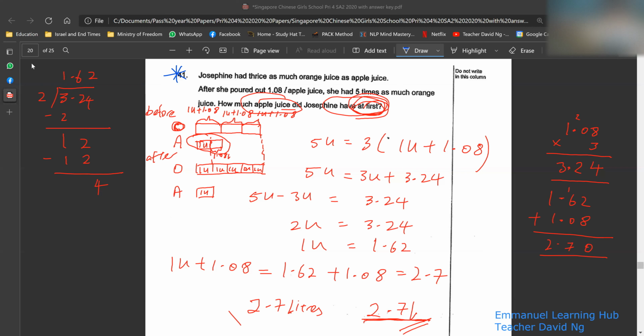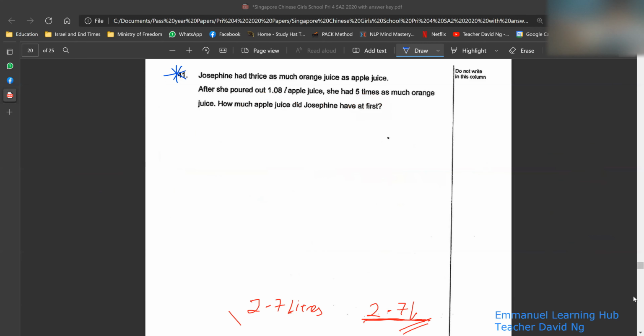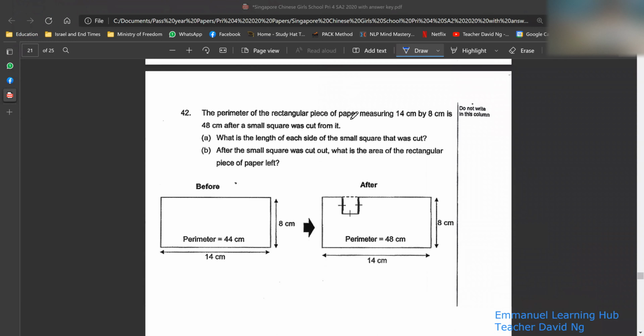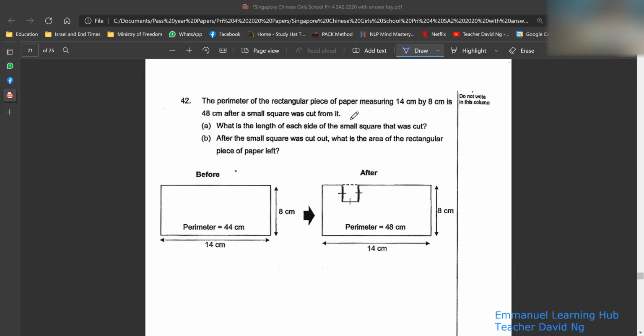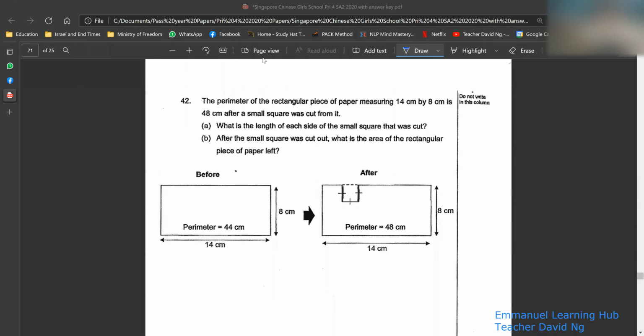Clear this question? If you're clear, we move on to the next question. Okay, next question. 42. What answer do you have? I couldn't do it, don't know how to do. At least try. Okay, let me see. This one I have to put an asterisk.